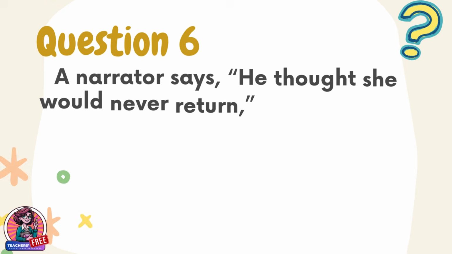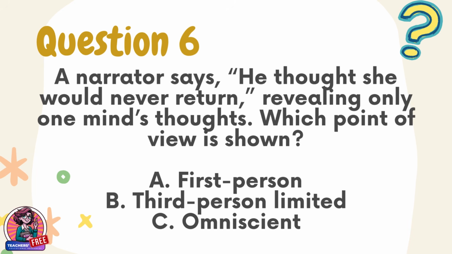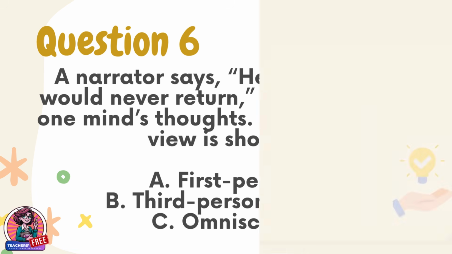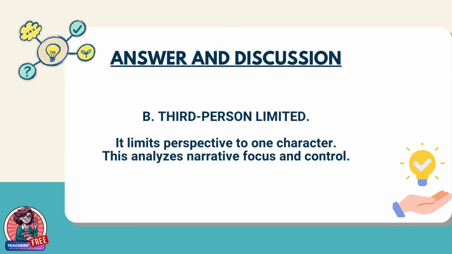Question 6. A narrator says, "He thought she would never return," revealing only one mind's thoughts. Which point of view is shown? A. First person. B. Third person limited. C. Omniscient. Answer. B. Third person limited. It limits perspective to one character. This analyzes narrative focus and control.